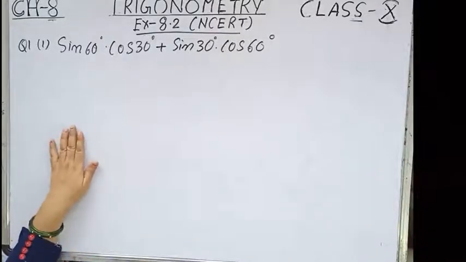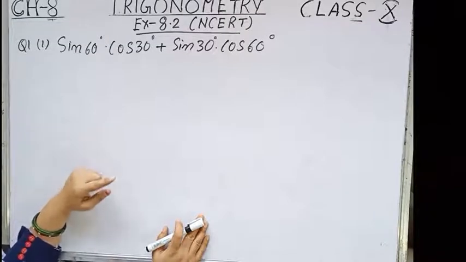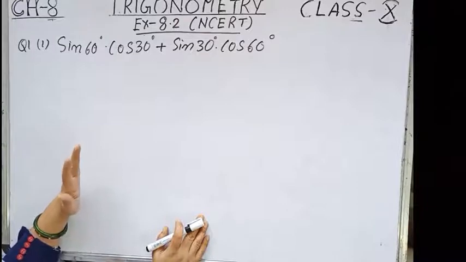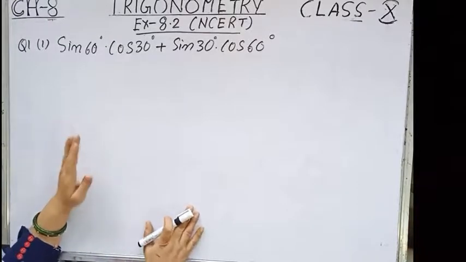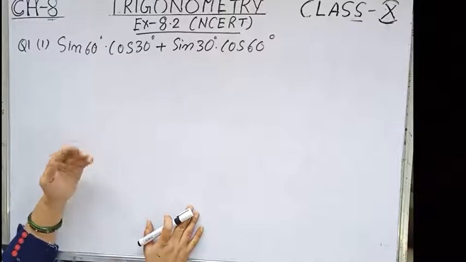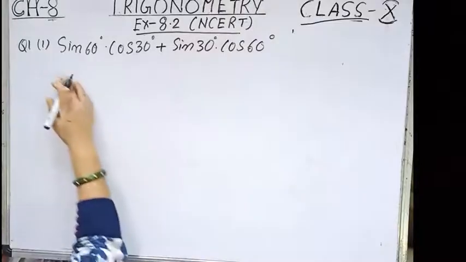So let us proceed to exercise 8.2, which is based on the value of the t ratios for some particular angles. Those particular angles, children, will be 0 degree, 30 degree, 45 degree, 60 degree and 90 degree for standard 10. Now the exercise or the sums based on the particular angles is considered to be the easiest one if you remember the formula. So memorize the formula.